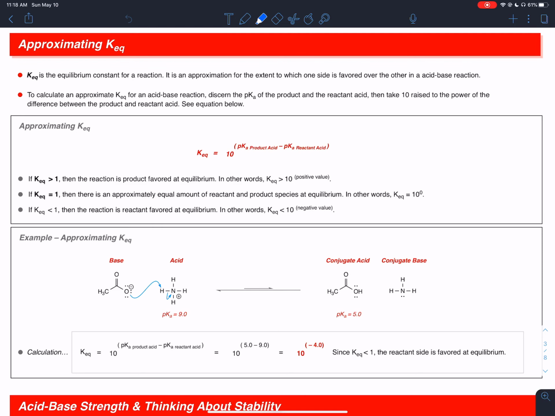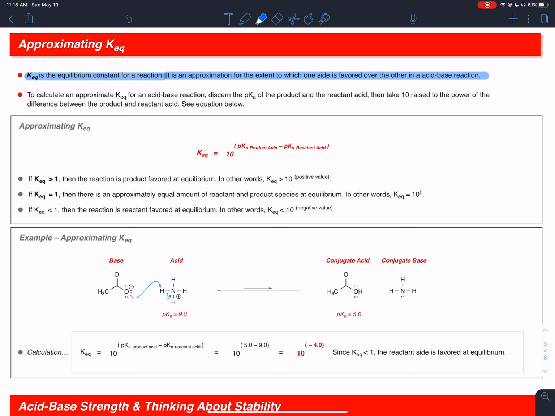Hi everyone, in this segment we are going to be discussing how we can approximate KEQ. KEQ is the equilibrium constant for an acid-base reaction. It is an approximation of the extent to which one side is favored over the other in the acid-base reaction. Now, some professors will want you to be able to approximate KEQ instead of legitimately calculating it with concentrations.